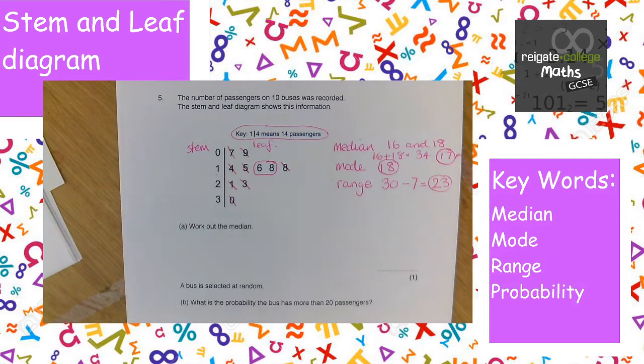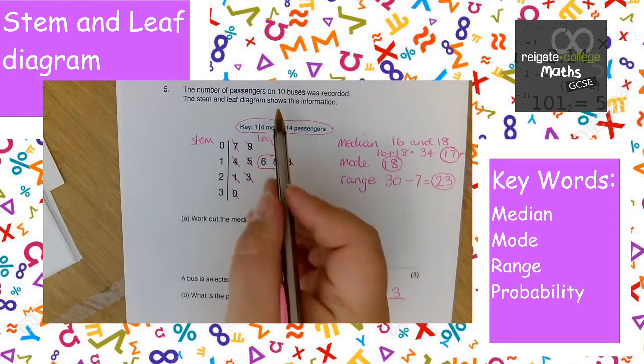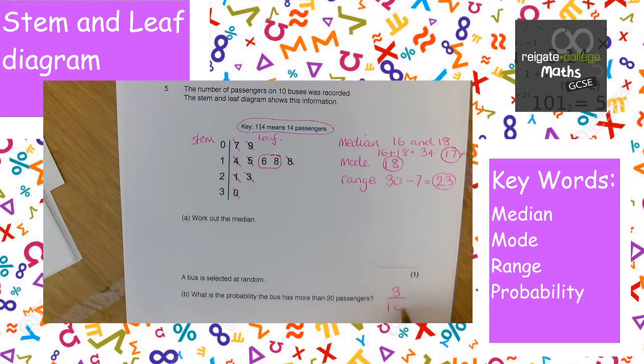This particular question then goes on to ask a probability question relating to what's the probability that the bus selected at random will have more than 20 passengers. So if we use this data, we can see that there are 1, 2, 3 buses with more than 20 passengers in them. So we can use that data and say that there are going to be 3 out of 10 buses that will have more than 20 passengers.